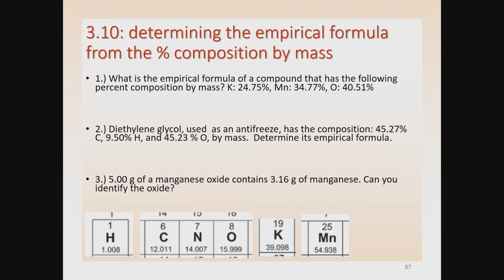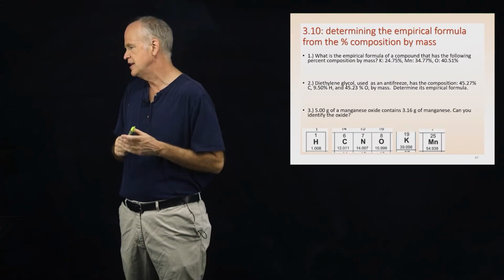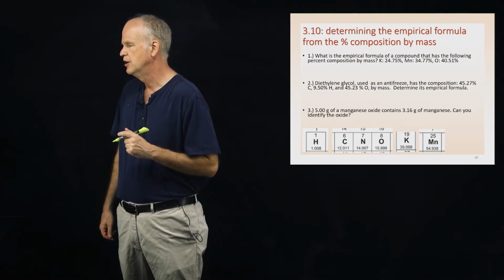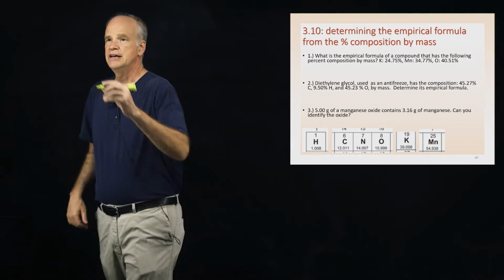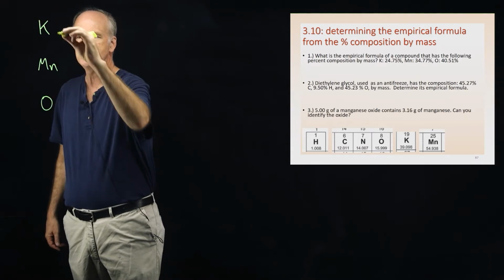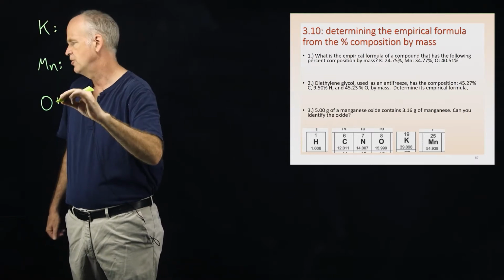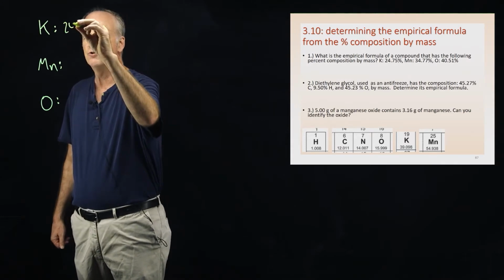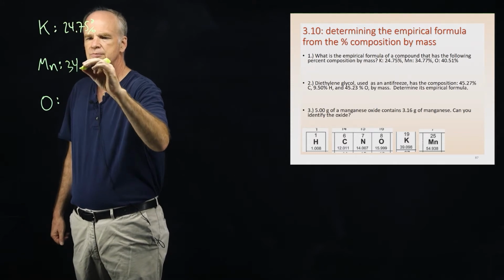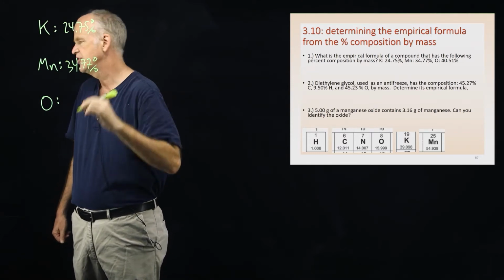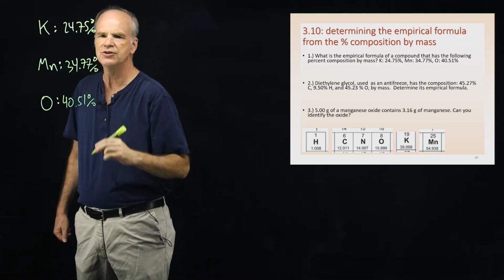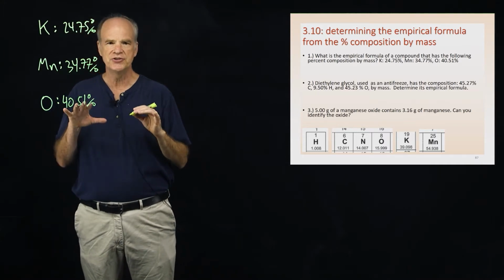Okay, so the first problem is: what is the empirical formula of a compound that has the following percent composition by mass? We have a compound with potassium, manganese, and oxygen. We have 24.75% potassium, 34.77% manganese, and 40.51% oxygen. Okay, so the first step is to just take those numbers and convert them to grams.